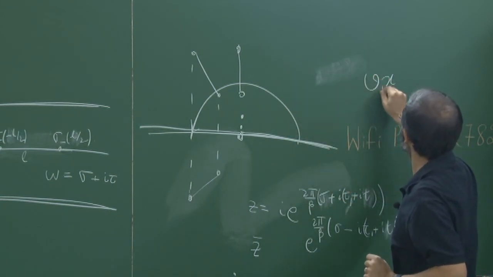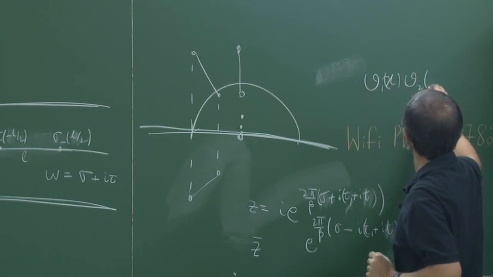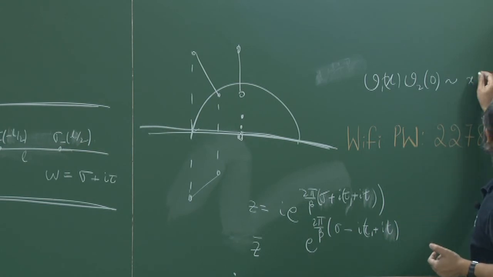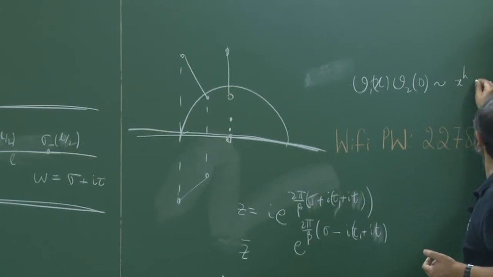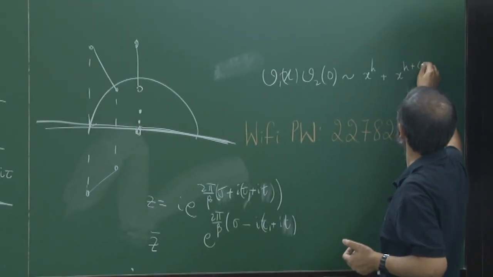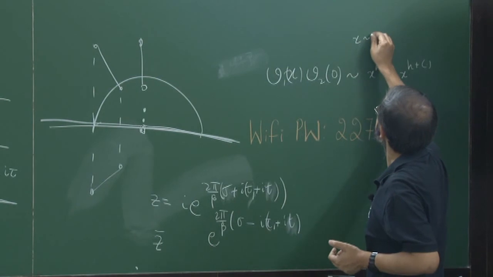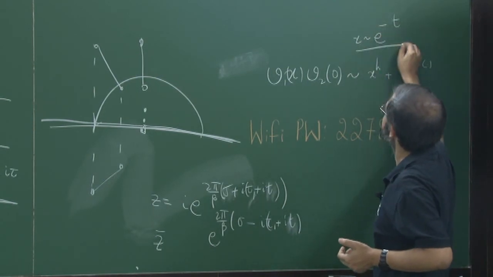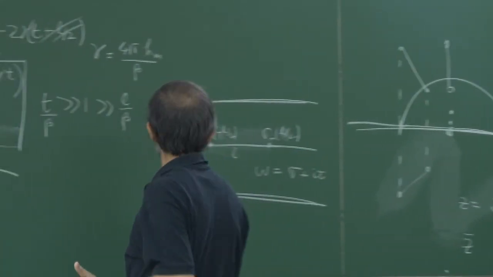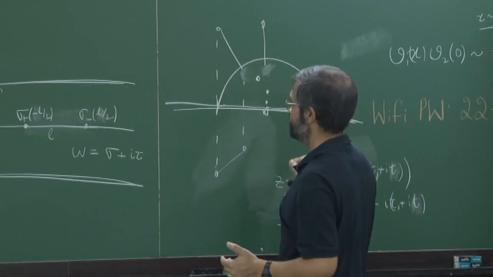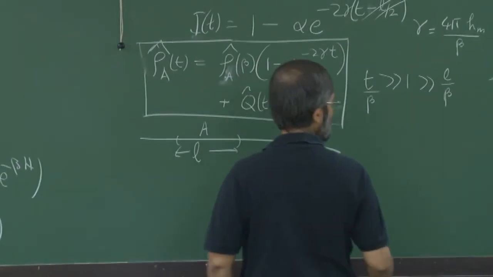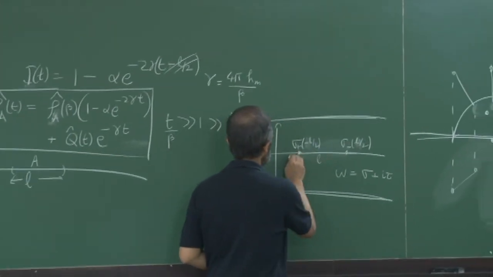So O1 of x, O2 of 0 gives you the first term, is some kind of x to the power h, and then the next term is x to the power h plus something, and this x is e to the power minus t. So it's subleading at large times. Here it is. So you go by an amount.